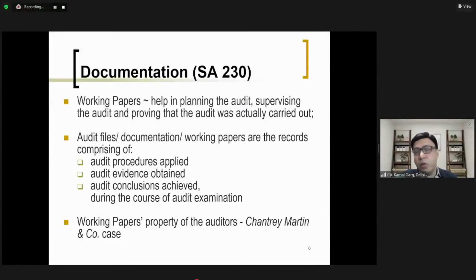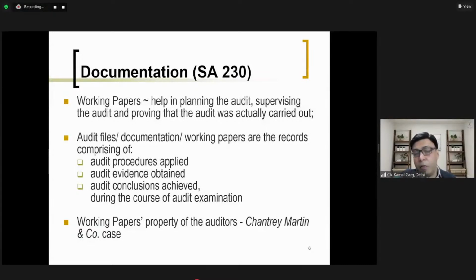Now, what does SA 230 say? SA 230 says that documentation is also known as working paper. So what is the objective of working papers? Working papers help in planning the audit. Working papers help in supervising the audit. And working papers help in proving that the audit was actually carried out. I repeat once again, documentation or working papers can help the auditors. How can they help? Help number 1, they can help in planning the audit. How they will help in planning the audit, I will discuss in a while. Number 2, working papers will help in supervising the audit. How they will help in supervising the audit, again, I will discuss separately. And lastly, working papers also help in proving that the audit was actually carried out.